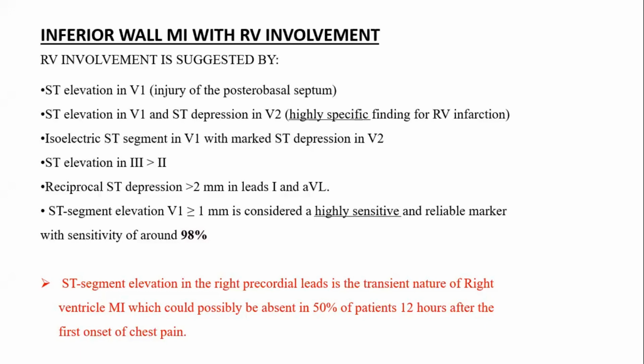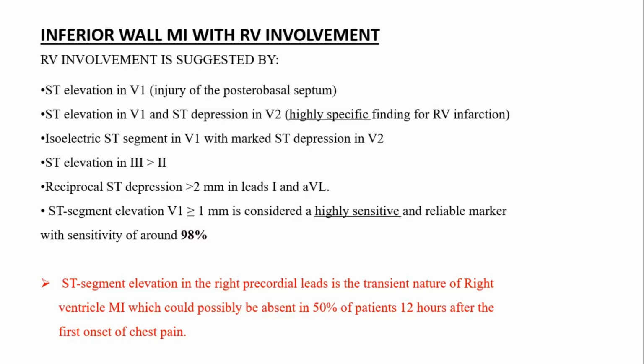If you do not see that and you see an isoelectric ST segment in V1, this is another scenario. If you don't see an ST elevation, even an isoelectric ST segment in V1 with marked ST depression in V2, again, think of RV infarct. ST elevation in lead 3 more than 2, and reciprocal ST depressions. So this is all in the literature. You can go and read through that. But in this patient, the majority of the features were fulfilled, as you can see.